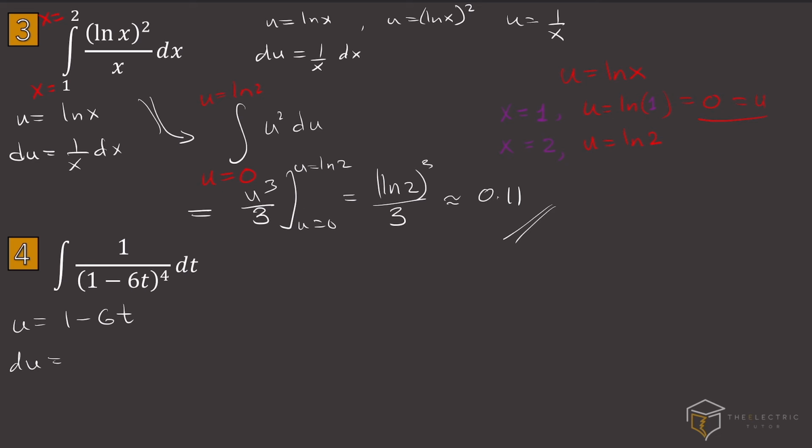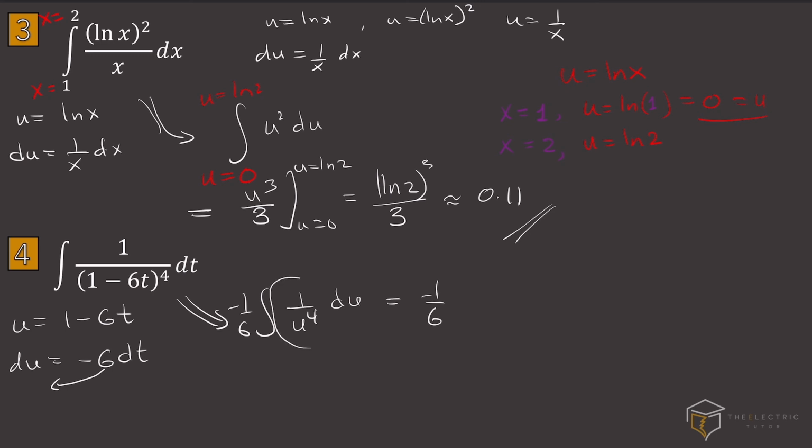When I do that, the derivative is going to be minus 6 dt. Don't forget we're in the t world now, not the x world. So rewriting this integral, there's a 1 times dt, so what I'm going to do is put the minus 6 on the other side. So minus 1/6 the integral of, and I have a du on the top, 1 over u, this is u, so u to the 4th power. And this is easy to integrate.